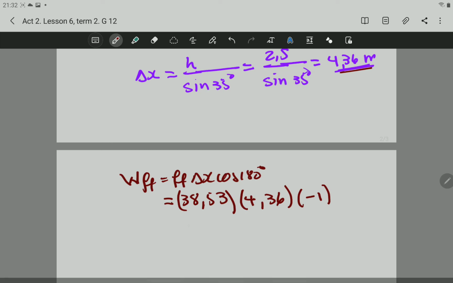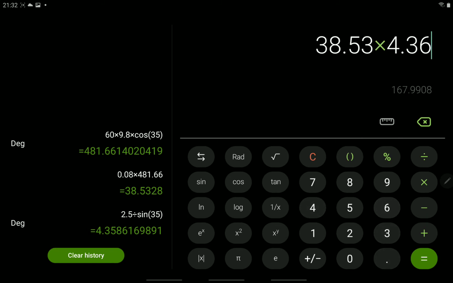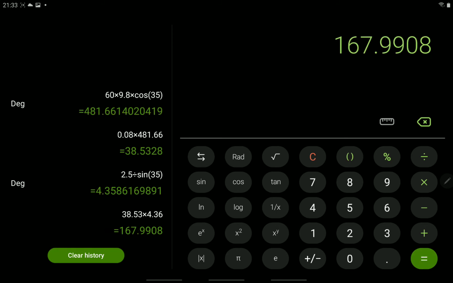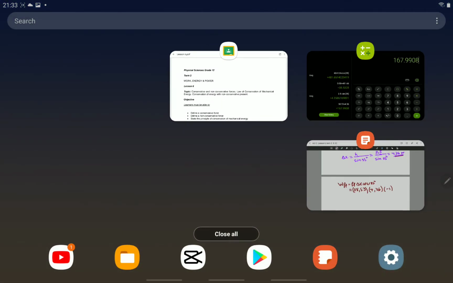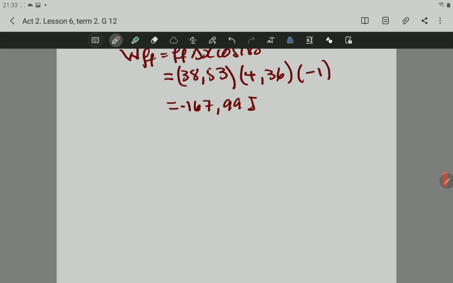All right, let's go to our calculator, and we have here 38,53 multiplied by 4,36, and that is times negative 1, that is equal to negative 167,99, because it is multiplied by negative 1. So this is equal to 167,99 joules, and that is negative. That is the work done by the frictional force. So now we can go and substitute everything else.